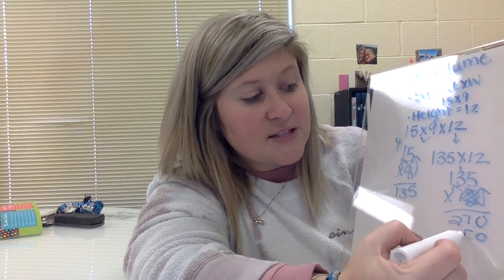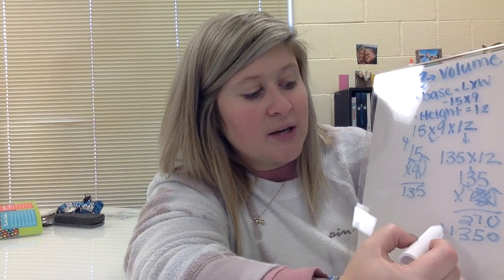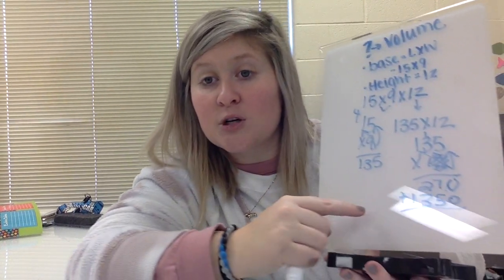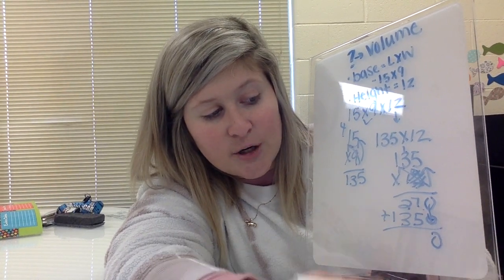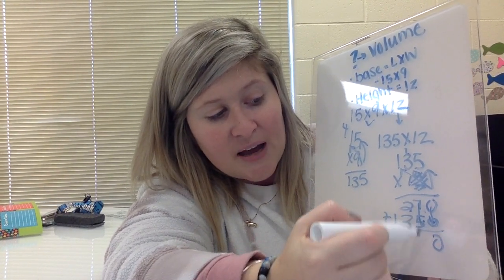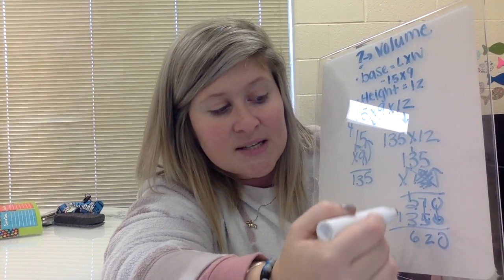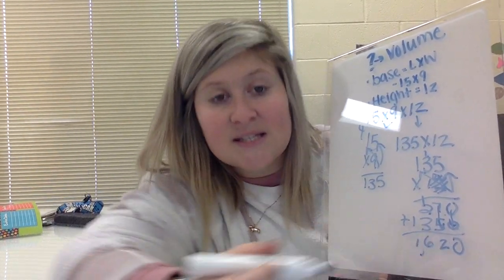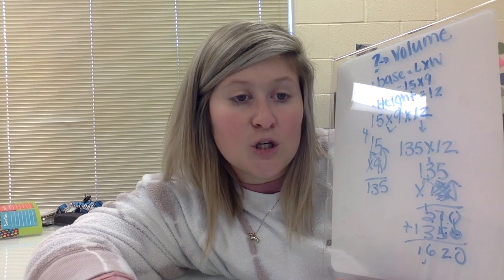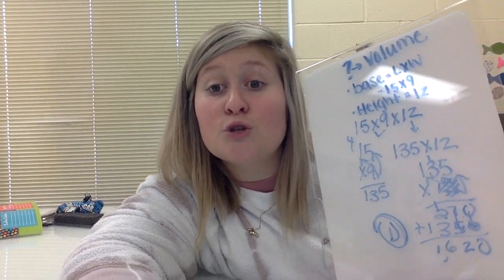1 times 5 is 5. 1 times 3 is 3. 1 times 1 is 1. And I now need to add these numbers down here at the bottom together. 0, 0, 0. 7 plus 5 is 12. Carry my 1. 1 plus 2 is 3. Plus 3 is 6. Bring down the 1. So I know my volume should be 1,620 centimeters cubed, which is D. That goes in your do now box.